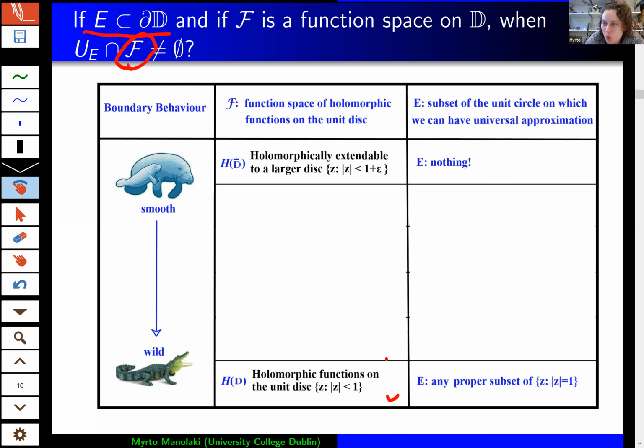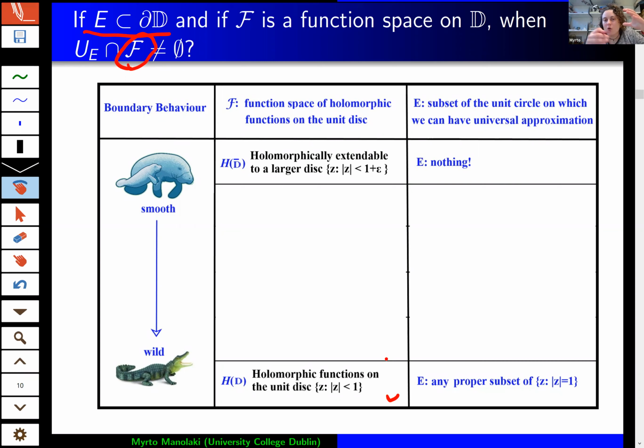You just take all holomorphic functions in the unit disk. The natural topology to consider there is the one for holomorphic functions, so the convergence is local uniform convergence. You want to approximate on compact subsets of the unit disk. That's the natural topology we have here.